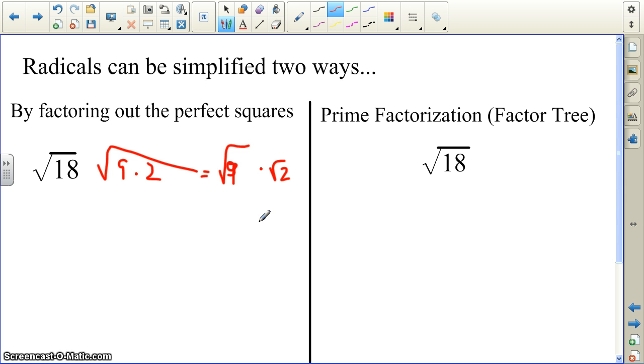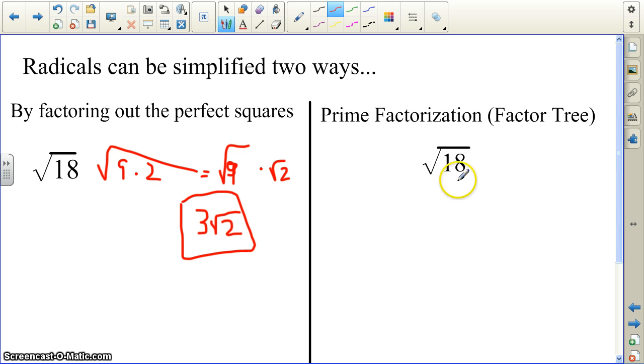They both still have the radical. I can take the square root of 9, it's 3. I cannot take the square root of 2 and get a whole number. So I'm just going to leave that just like that, and that is simplified. Again, depending on how comfortable you are with numbers, simplifying by perfect squares is very simple.